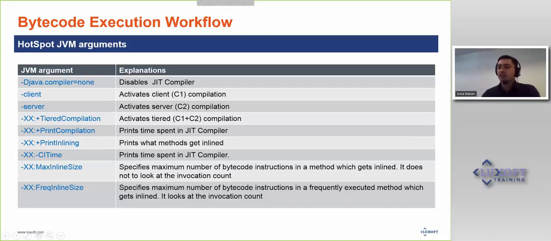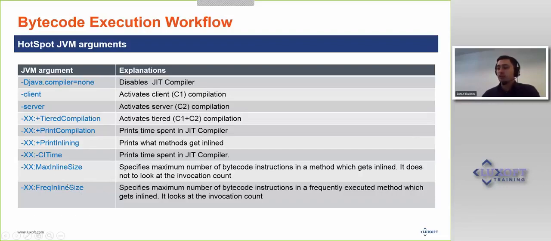For activating the tiered compilation, we have tiered compilation. For seeing the compilation in the console, we have to add the print compilation flag when the JVM starts. To see all the inlinings, all the code that is inlined, we have to choose print inlining. To see the time spent in the compilation phases themselves, we have to take CITime.